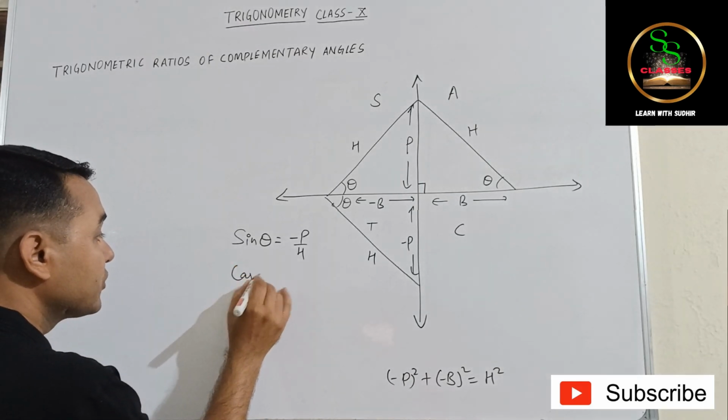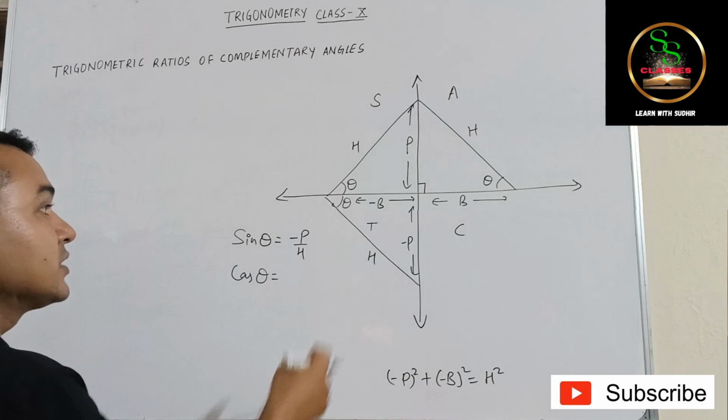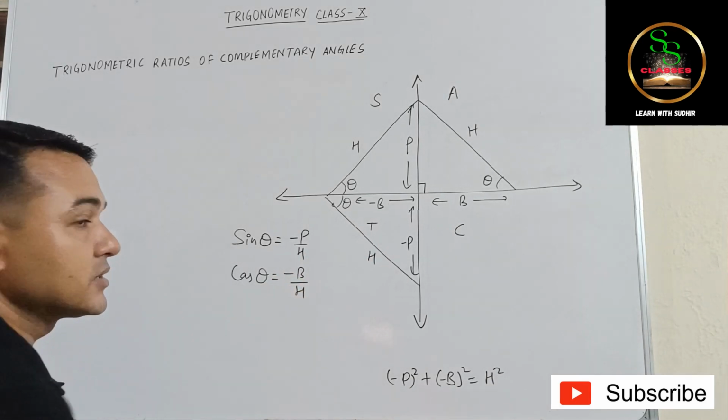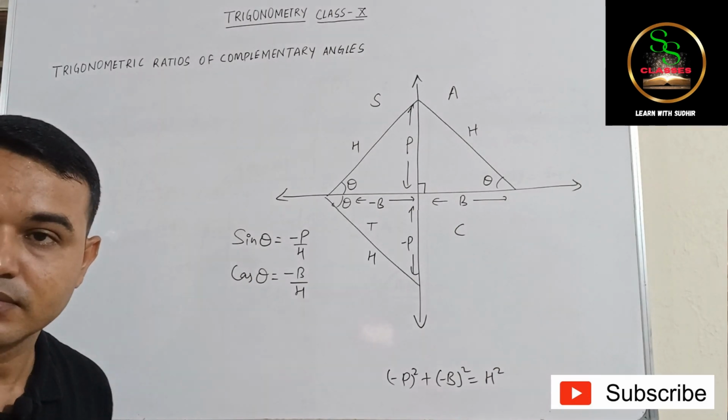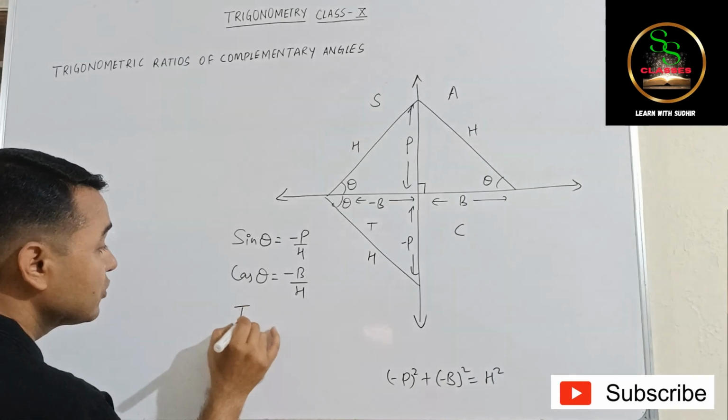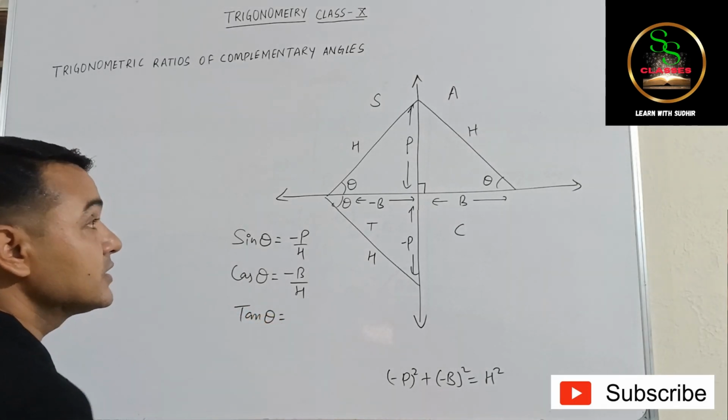Similarly, we are going to find cos theta. Then cos theta is what? Base by hypotenuse. Base is negative, and hypotenuse is also negative. Right? Okay. Now if we are going to find tan theta, what is it?